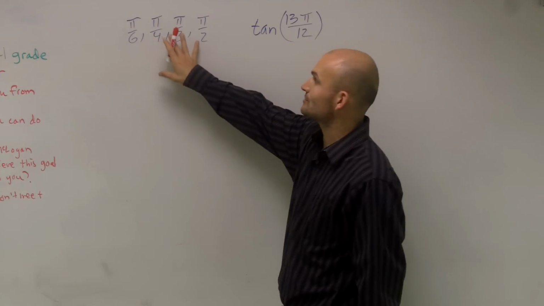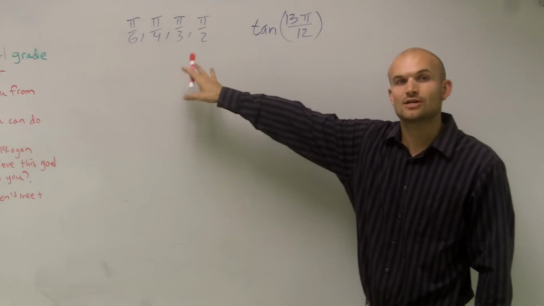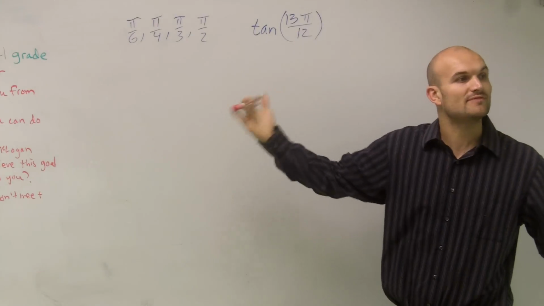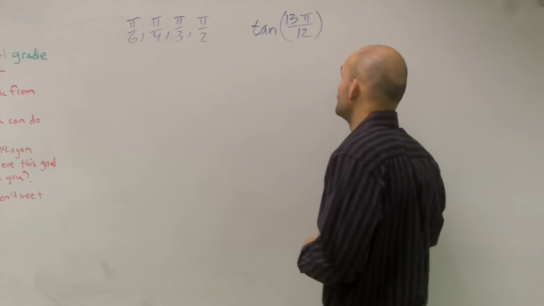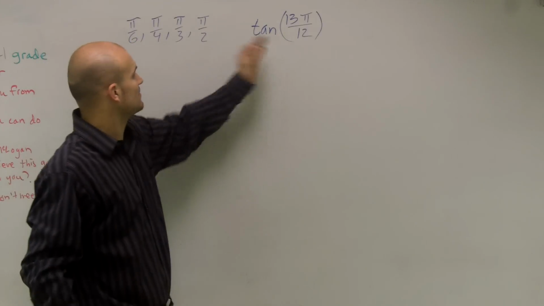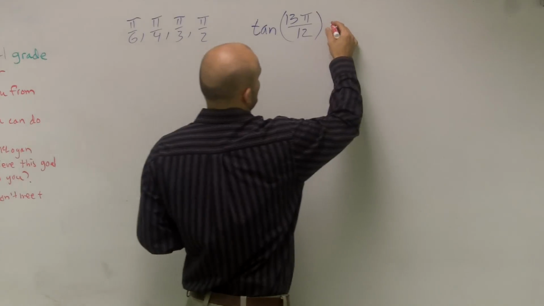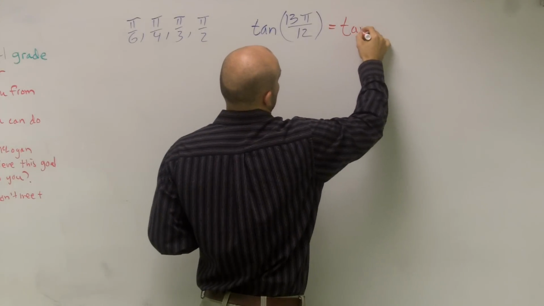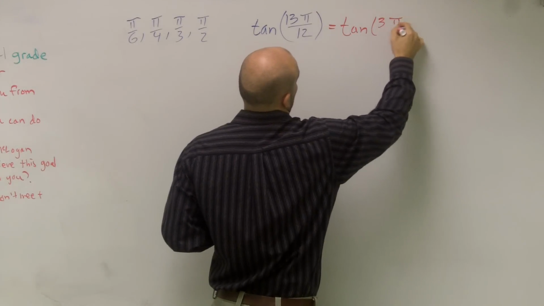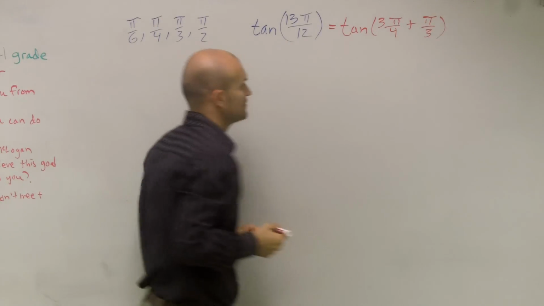And those two angles need to be multiples of one of these angles, because these are the angles that I can determine the values of on the unit circle. So when I practice adding these up with different numerators, I end up getting that I can rewrite this as tangent of 3 pi over 4 plus pi over 3.